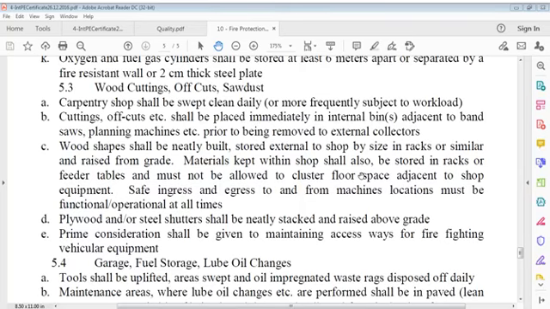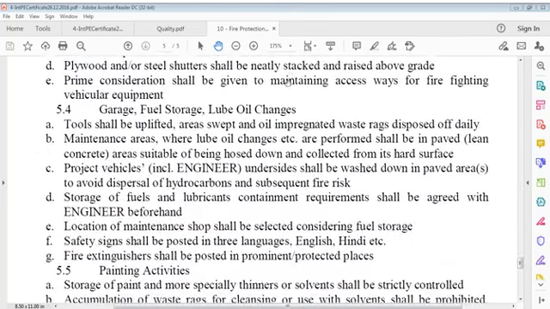Materials kept within the shop shall also be stored in racks or feeder tables and must not be allowed to cluster on floor space adjacent to shop equipment. Safe ingress and egress to and from machines must be functional and operational at all times. Plywood or steel shutters shall be neatly stacked and raised above grade. Prime consideration shall be given to maintaining accessways for firefighting vehicular equipment. Now, garage, fuel storage and lube oil changes.